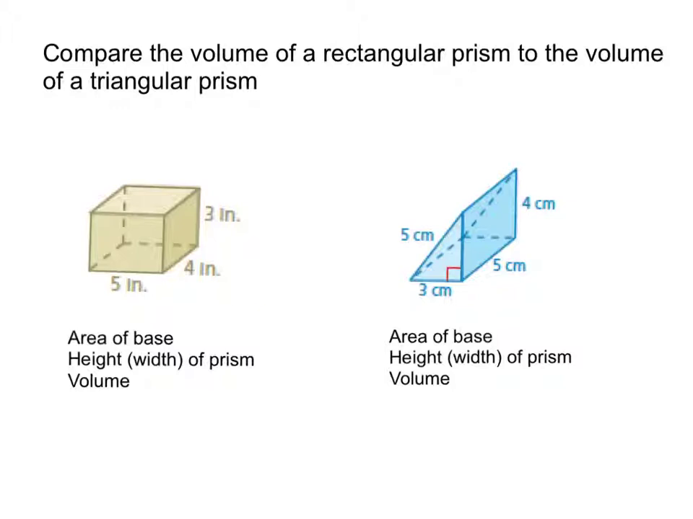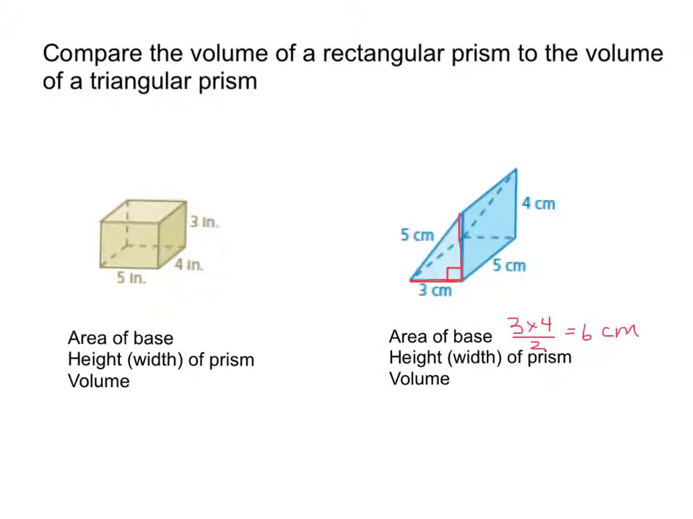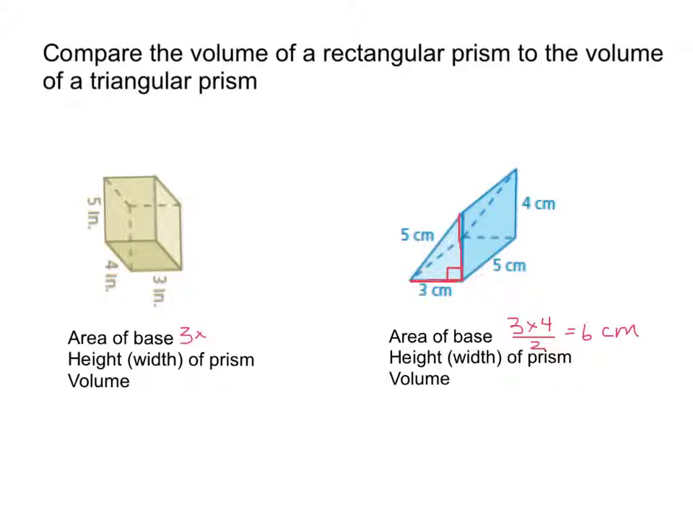Now let's compare the volume of a rectangular prism to the volume of a triangular prism. I'm going to look at the triangle first, and I'm going to look at this base, which is the triangular base. The bottom of that would be 3 centimeters, and the height would be 4 centimeters. So we would have 3 times 4 divided by 2. 3 times 4 is 12, divided by 2 would give us 6 centimeters squared. I want to see the same dimensions on the area of the base, so I'm actually going to take this figure and turn it around so that my base becomes also 3 by 4.